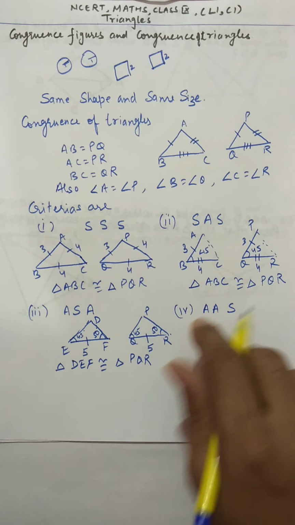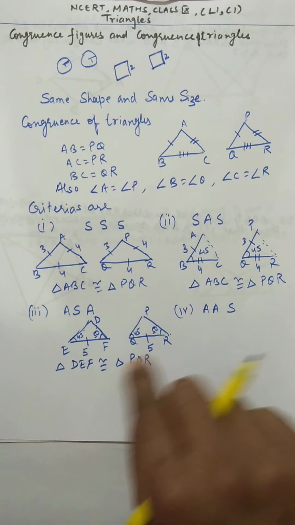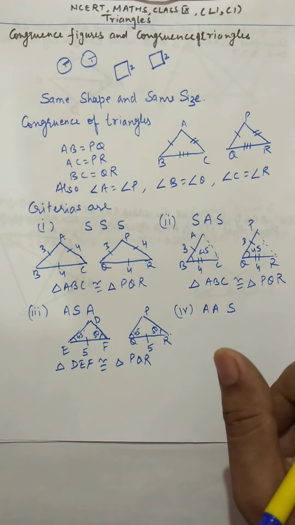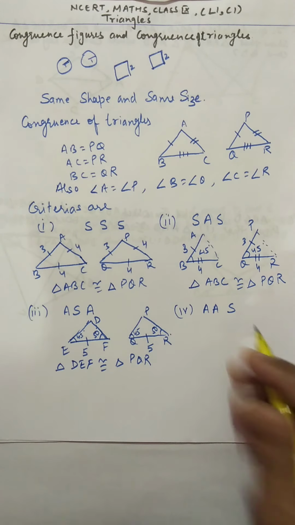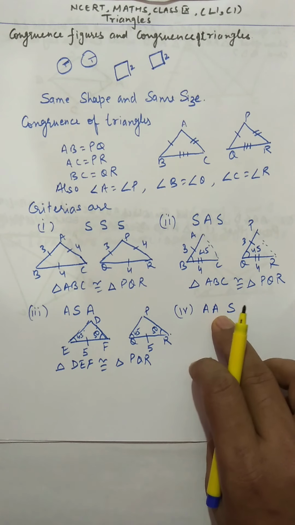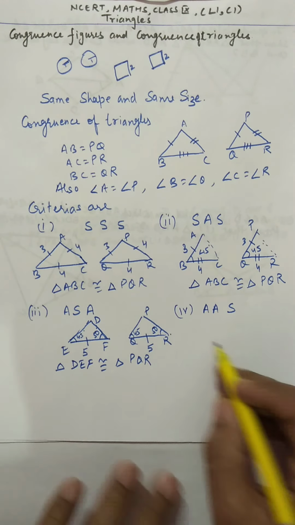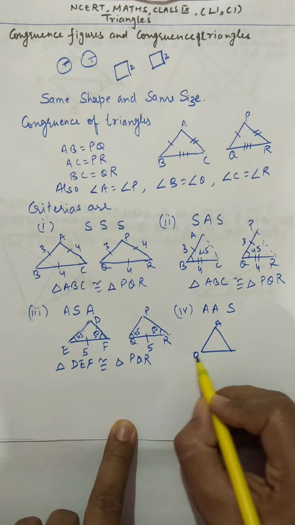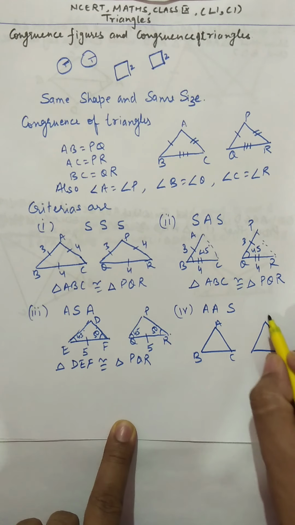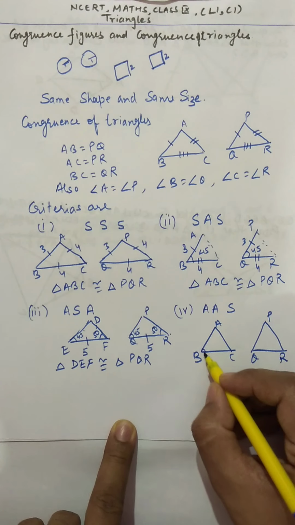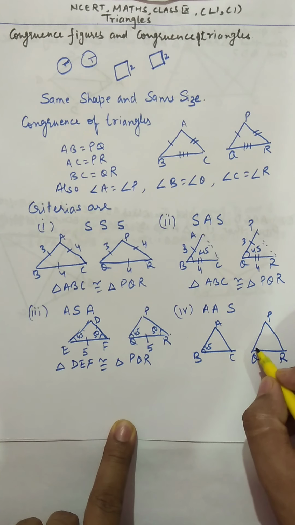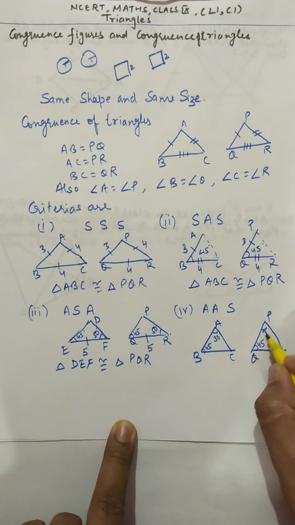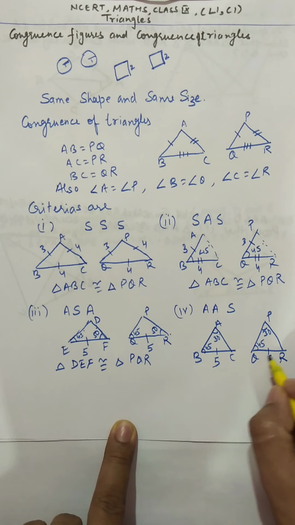angle. So if in a pair of triangles, any two angles are equal correspondingly, and one side is equal to the corresponding side of the other triangle, then we'll simply say that these two triangles are congruent with this criteria. So for example, I'm taking this triangle ABC, and this triangle PQR, and let's say this angle is 45 degrees, this is also 45 degrees, and this is, let's say, 30 degrees, and this is also 30 degrees, and this is 5 unit, this is also 5 unit.